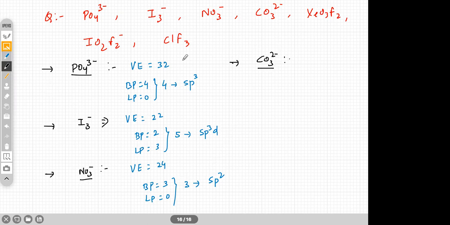CO3 2-. The valence electrons is 26? Let me check. 6 into 3, 18, plus 2, 20, plus 4, it's 24, not 26. It's 24, Nishan. Bond pair 3 and lone pair 0. So it is sp2, trigonal planar.